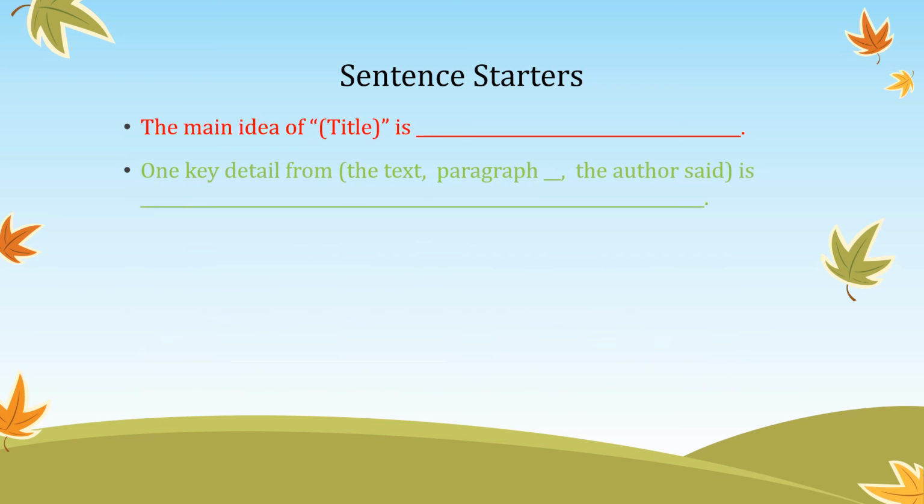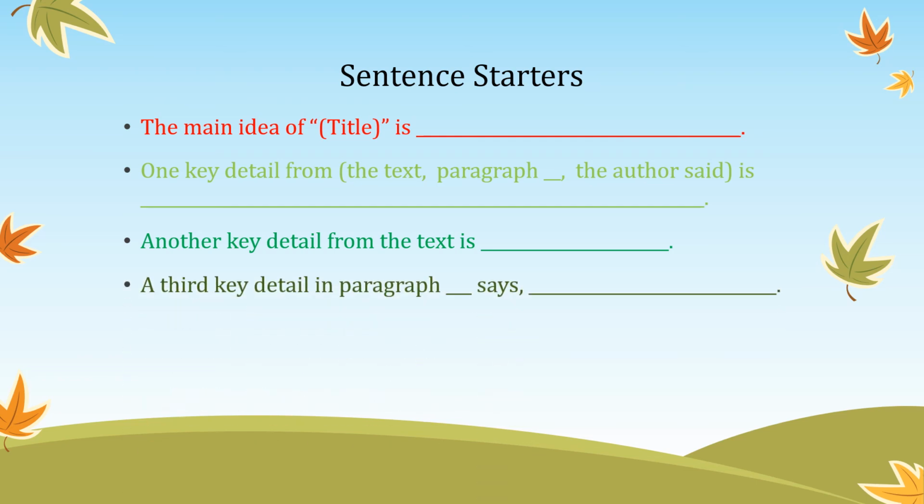The next part, I started with "One key detail from," and you can say one key detail from the text. You could say one key detail from paragraph 5. You could also say "One key detail that the author mentions is," and you tell and give that key detail from the story. Another sentence starter could be "Another key detail from the text is," or again you could say "Another key detail from paragraph 5," or "Another key detail the author mentions is."